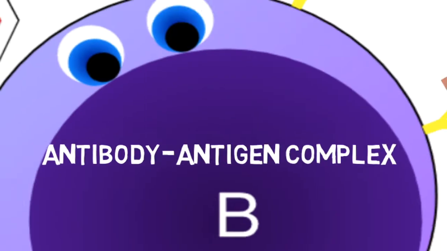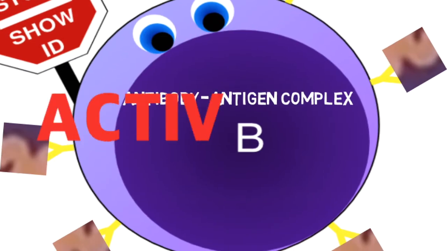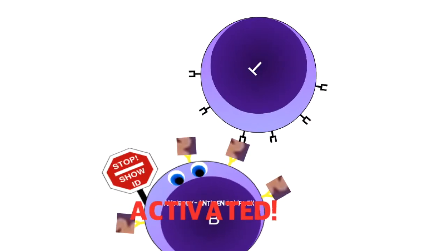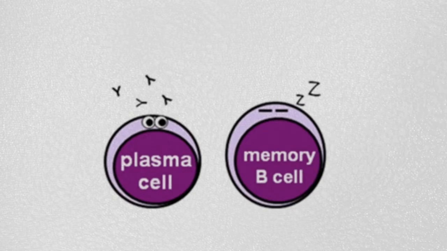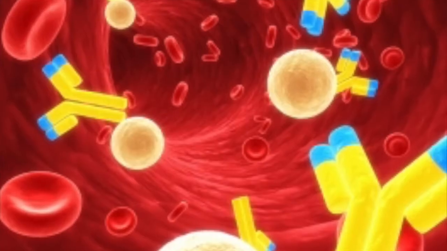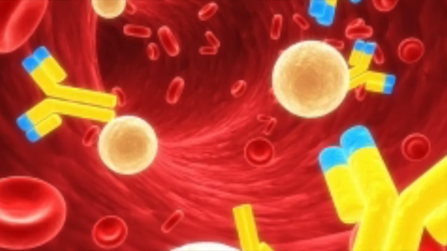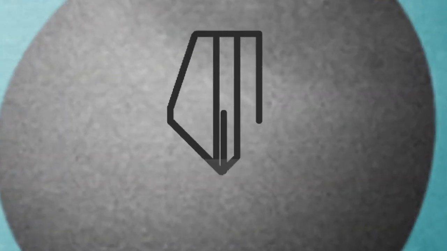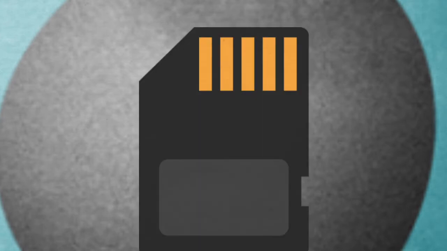This creates what is called an antibody-antigen complex. The T cells will then bind to this antibody-antigen complex, activating the B cell, causing it to enlarge and divide, producing plasma cells and memory cells. The plasma cells will continue to produce antibodies at a rate of 1,000 per second and release them into the bloodstream. Meanwhile, the memory B cells, along with the antibodies, will remain in the blood in case the pathogen is reintroduced.